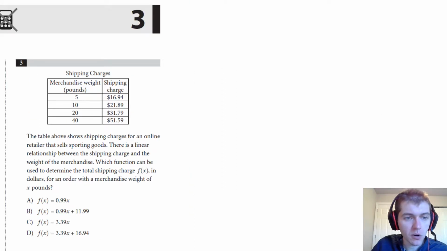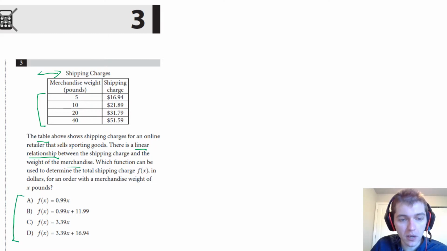Problem 3, they start with getting this table of shipping charges and a bunch of different weights and the shipping charges associated with those weights. They say that table is from an online retailer of sporting goods. You won't need any of that. There's a linear relationship between the shipping charge and the weight of the merchandise. Okay, so that's important. Linear relationship means that this is all aligned, so you can probably throw out most of this data because it's just representing a line. They're going to be asking about, looks like they're asking about a line form down here.